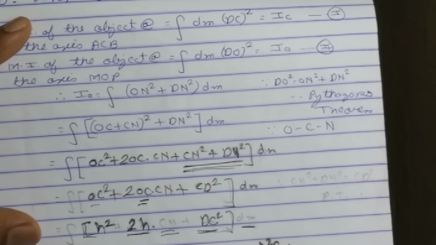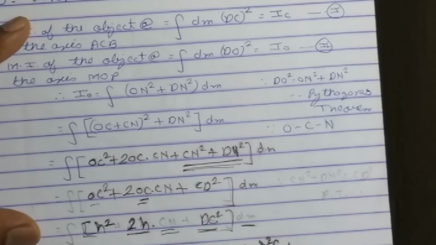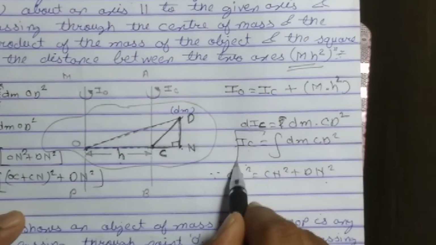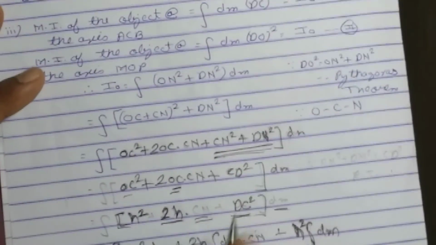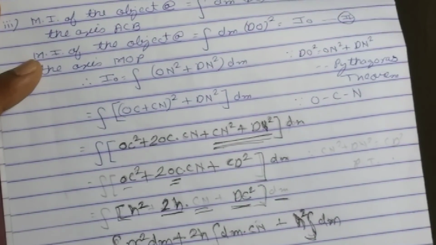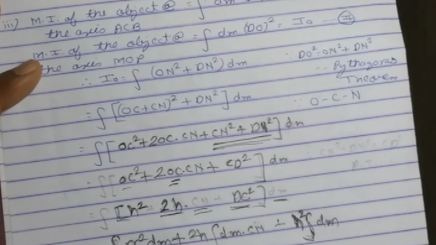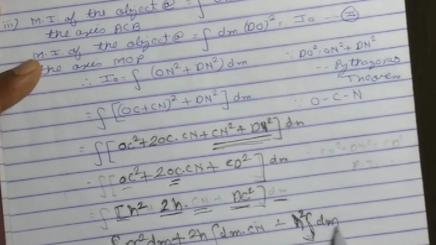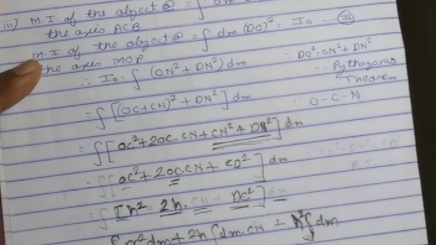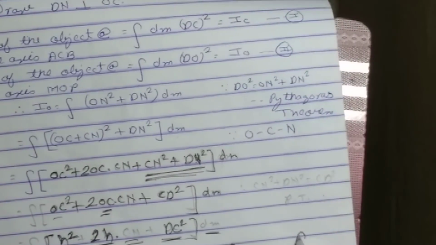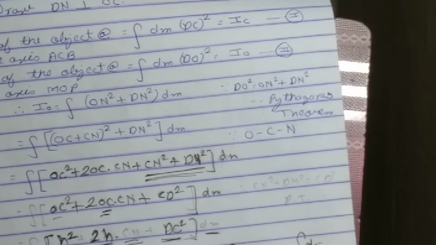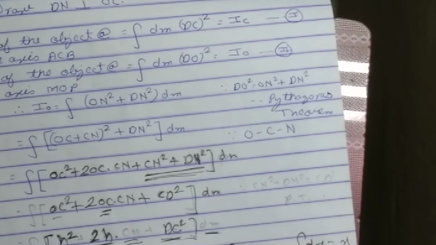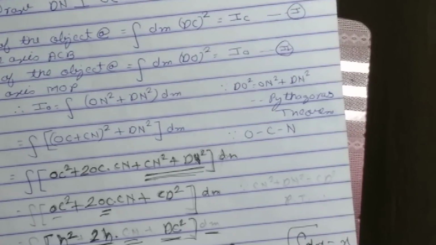Students, this particular term you already proved here: that is IC. So here I am going to replace this term by IC, plus h square times the integration of dm. The integration of a small particle dm is capital M, just as the integration of dx is x. So the integration of dm is capital M.